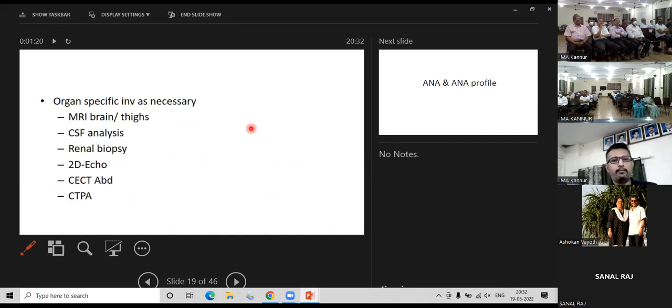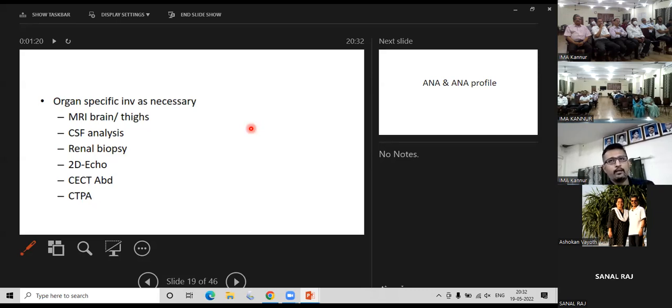You can go for MRI of the brain and thighs to look for myositis and muscle involvement, which helps you with the muscle biopsy in myositis. CSF analysis can show aseptic meningitis, which is pretty common in SLE, in neuropsychiatric SLE with increased cells in the CSF. Renal biopsy, as said earlier.